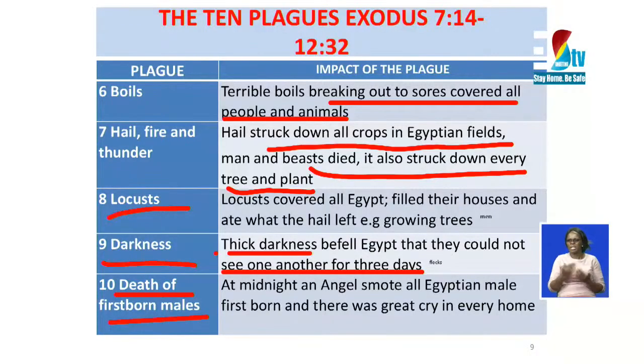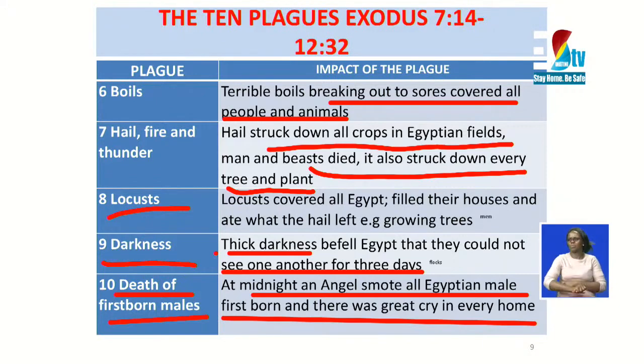So this was the death of the firstborn males. Of every animal or every man in Egypt, all of them died. So there was a great cry in every home because at midnight an angel of the Lord came and smote all Egyptian male firstborn. And of course there was a great cry in every home because every home has their firstborn. So you find that firstborns are very important in their families. So indeed there was such a great cry, and understandably so, my dear Lena.